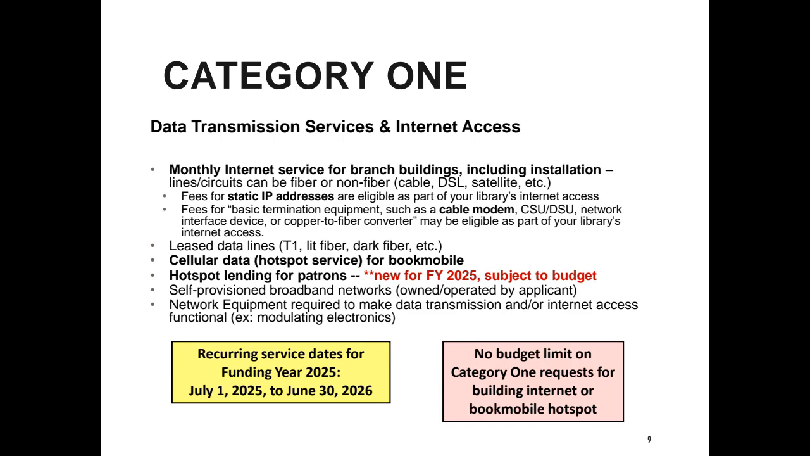And with the exception of hotspot lending, there's not a particular budget for Category 1. So as long as you're making a cost-effective decision for, say, the internet for your main building and the bookmobile hotspot, you'll get your discount on that full cost, whereas there are some caps in place for hotspot lending. And that's a contrast that we'll see with Category 2, which does have an overall budget assigned for the entire category.